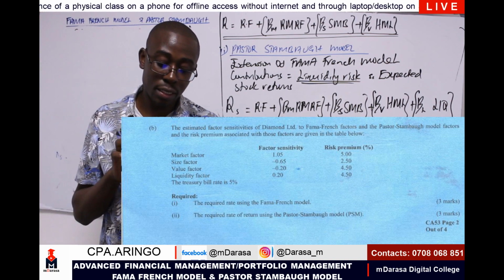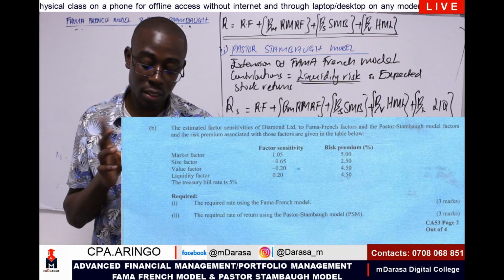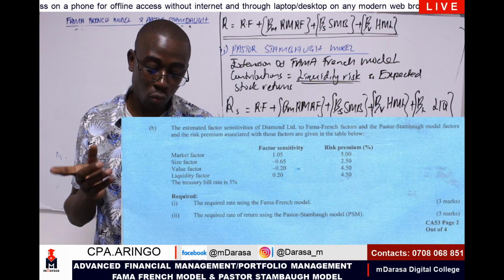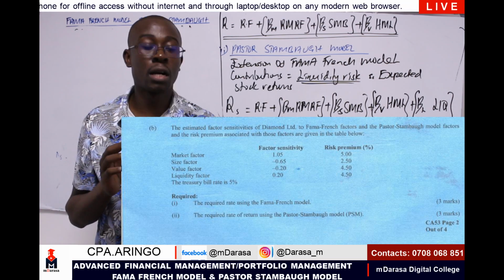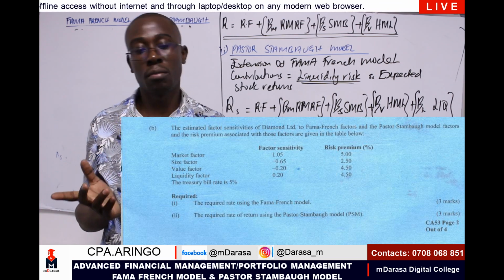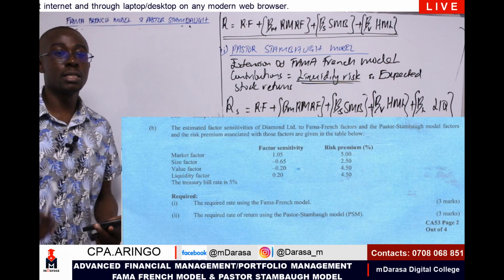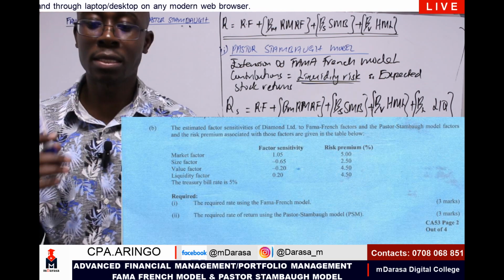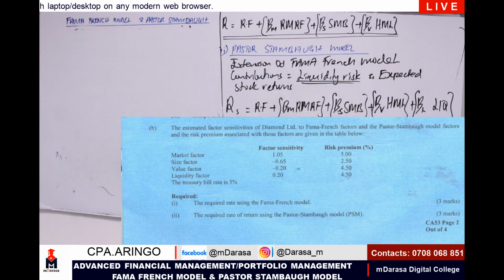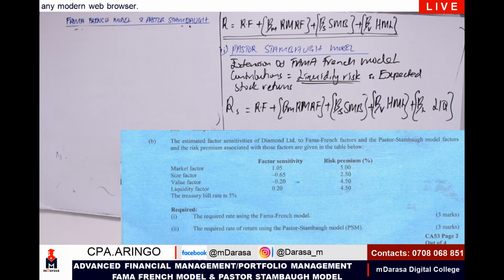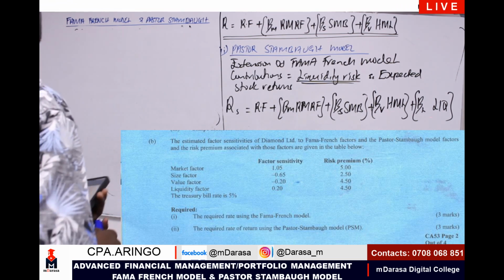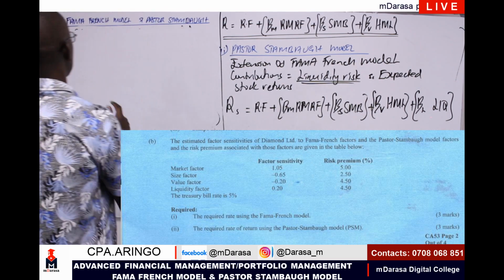Number one, the required rate of return using the Fama-French model, 3 marks. Number two, the required rate of return using the Pastor-Stambaugh model, PSM, another 3 marks. So these are 6 marks that a good examiner is giving us for free. The first thing that must always come to the back of your mind, my good students, is how to determine the first component, the Fama-French model.